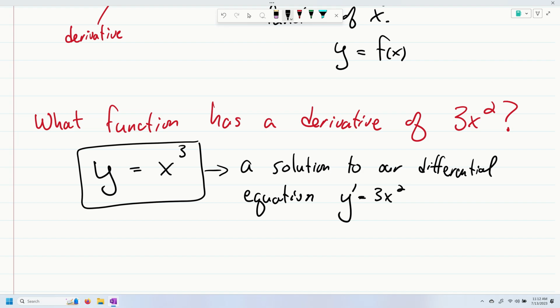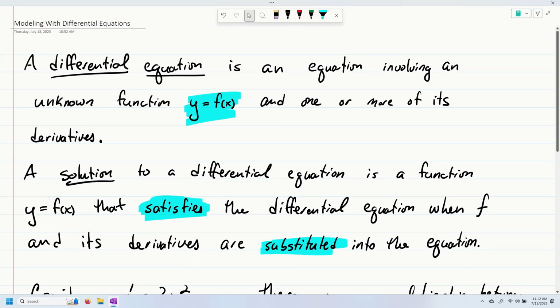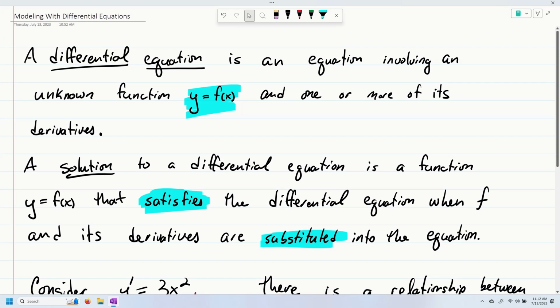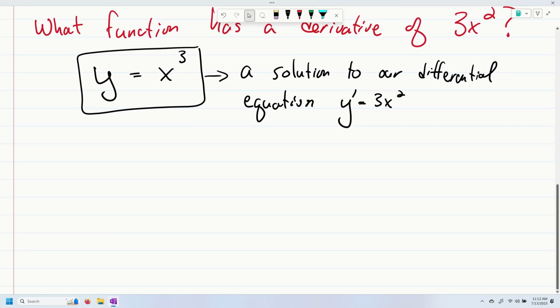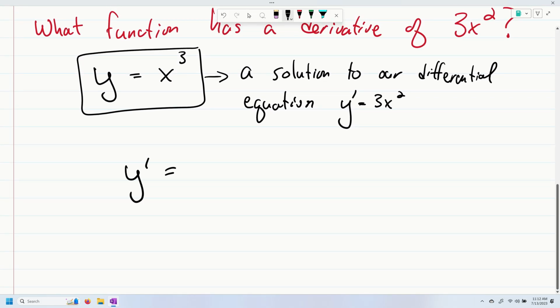Now, how do we verify this? Well, remember, if we go back to this definition all the way up top, a differential equation is an equation involving an unknown function of x and one or more of its derivatives, and a solution to the differential equation is a function y equals f of x, an unknown function that satisfies the diff eq when f and its derivatives are substituted into the equation. Watch what happens here. We have the differential equation y prime equals 3x to the second.